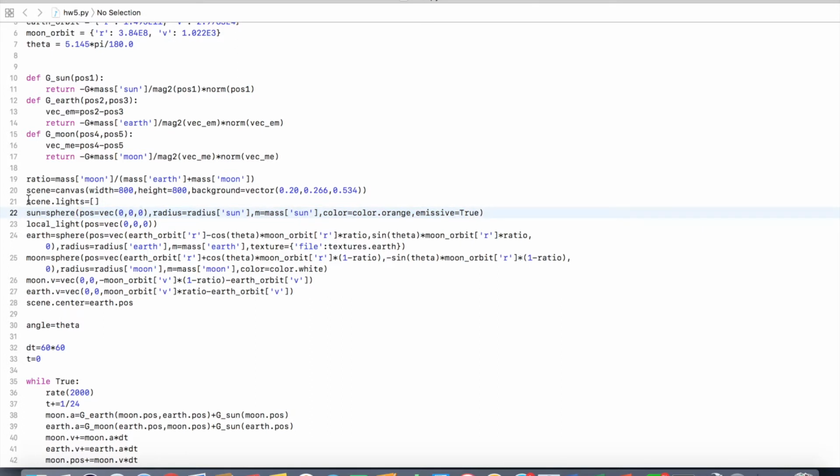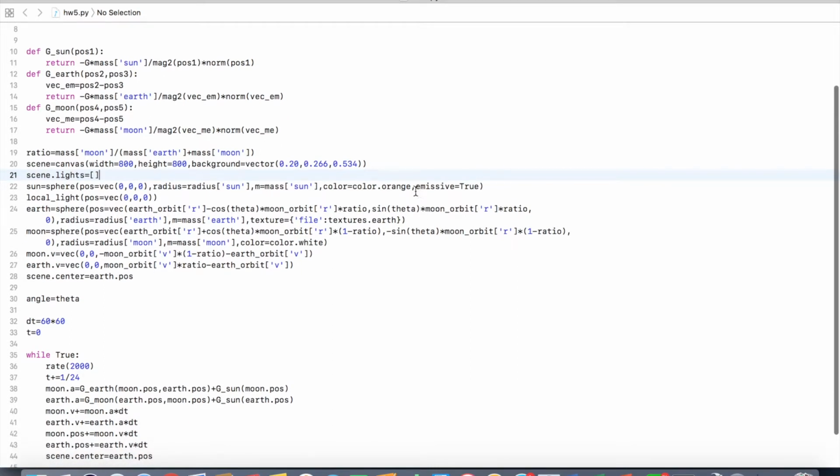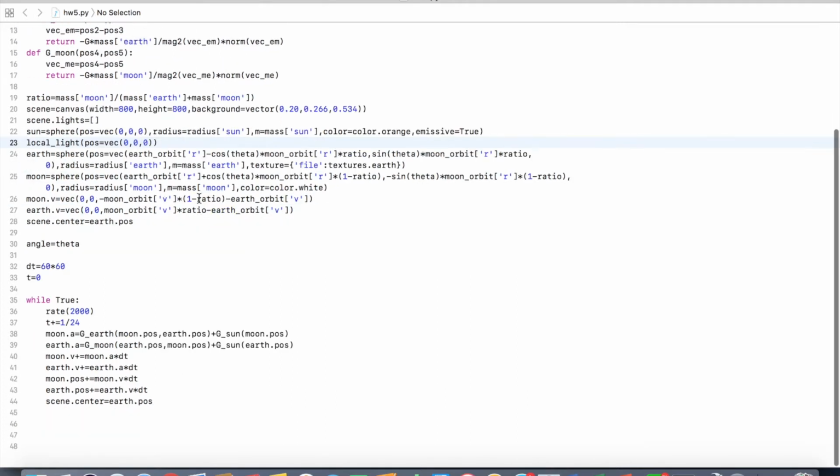And here you can notice this one. Scene lights blink, this turns off the light in the simulation world. In emissive true, this means the Sun will emit light. In local light, position vector 0, 0, 0. This is the position of the Sun, so it means light will be emitted from this point.